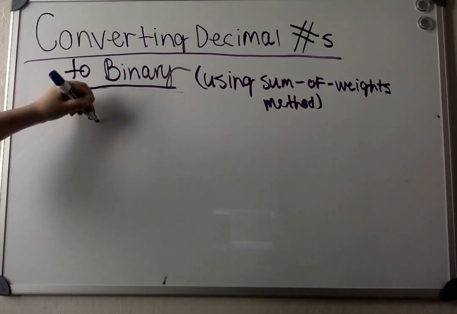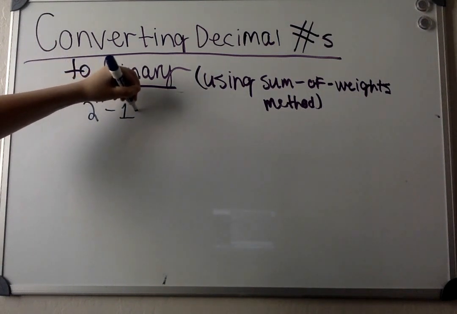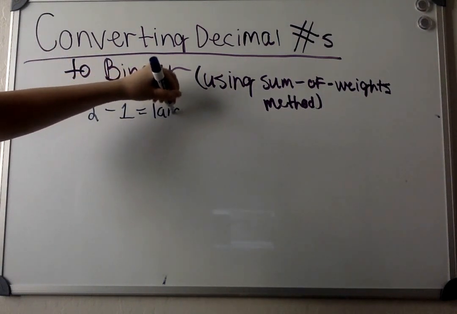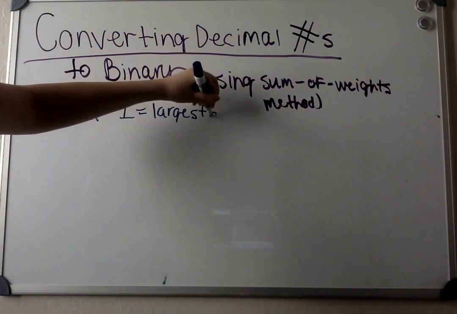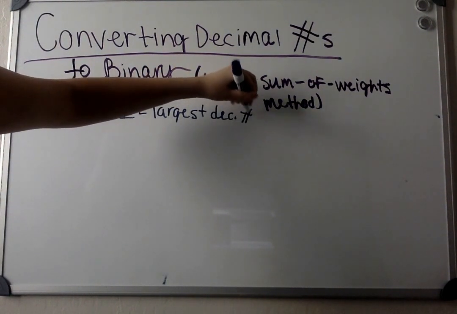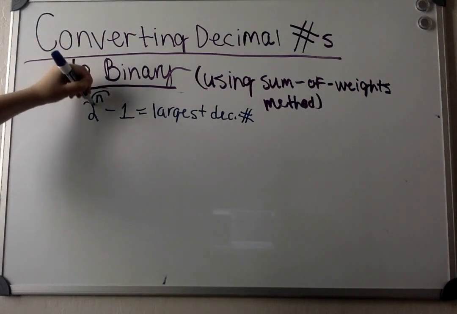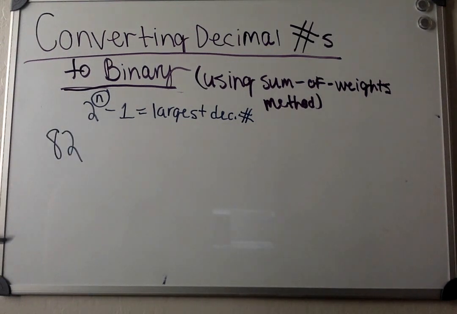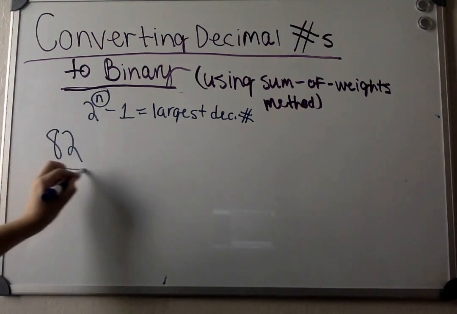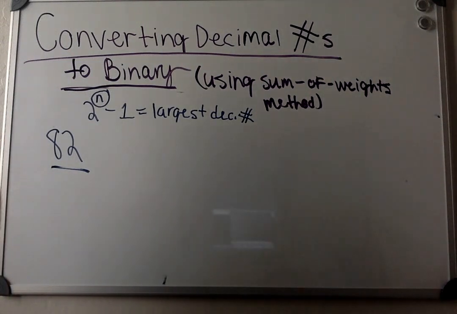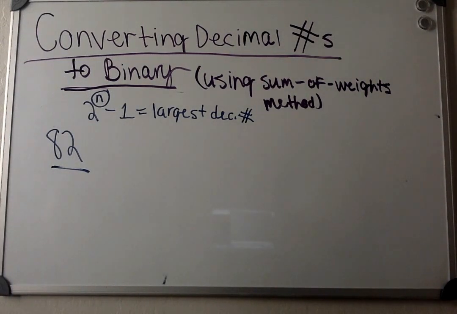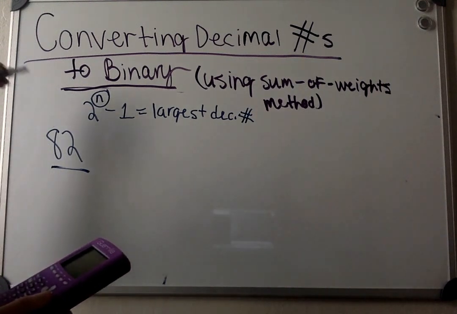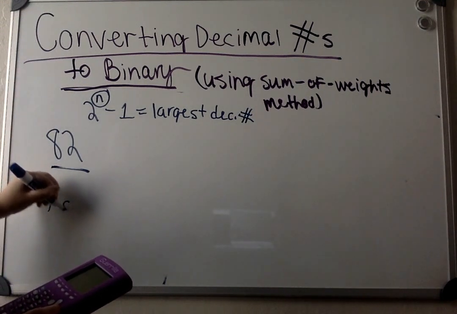Remembering that 2 to the n minus 1 will give us our largest decimal number from that number of bits, where n is the number of bits that you want. So thinking about 82, how many bits are we going to need to represent 82? Well, let's see. 2 to the 7 minus 1 is 127. 2 to the 6 minus 1 is 63. Okay, we're going to need 7 bits to represent 82.